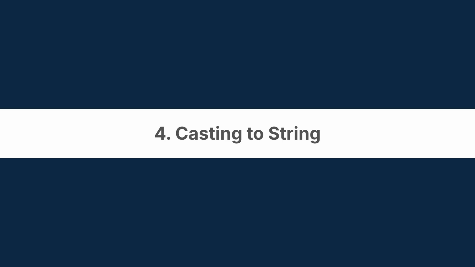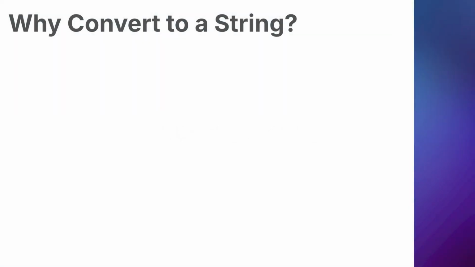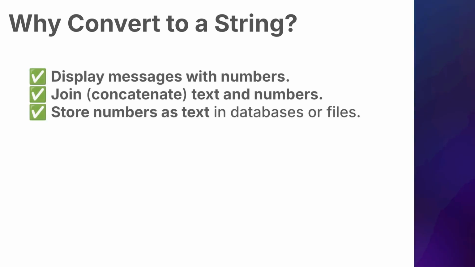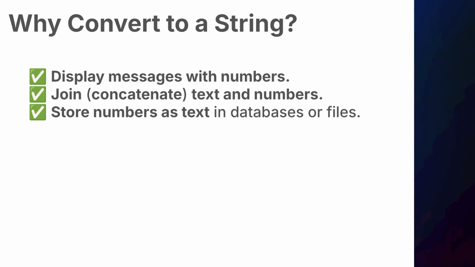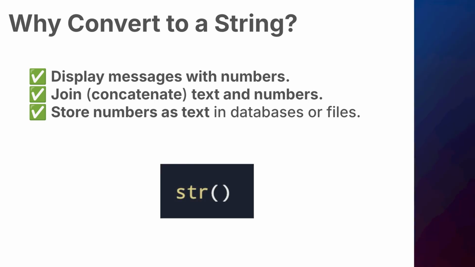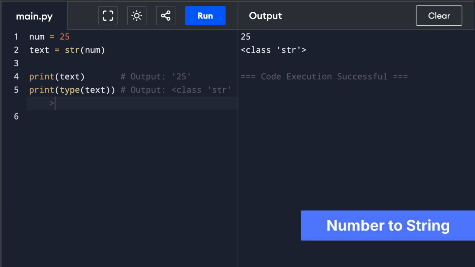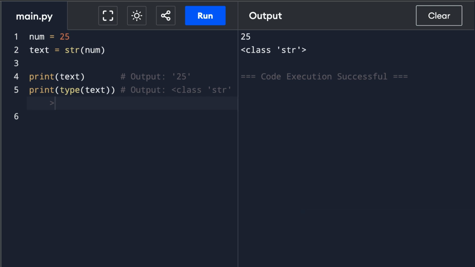4. Casting to string. Why convert to a string? Sometimes you have numbers or other data types that you want to convert into a string, so you can display messages with numbers, join text and numbers, or store numbers as text in databases or files. Python provides str to convert any data type into a string. First, converting a number to a string. If you have a number and want to turn it into text, use str. 25 is an integer. Python converts the integer 25 into the string "25". Now it's a text value, not a number.